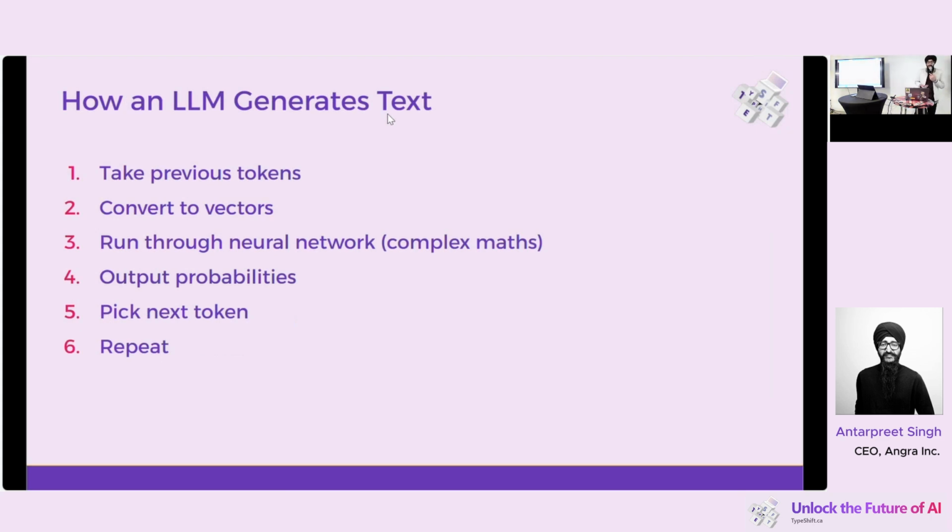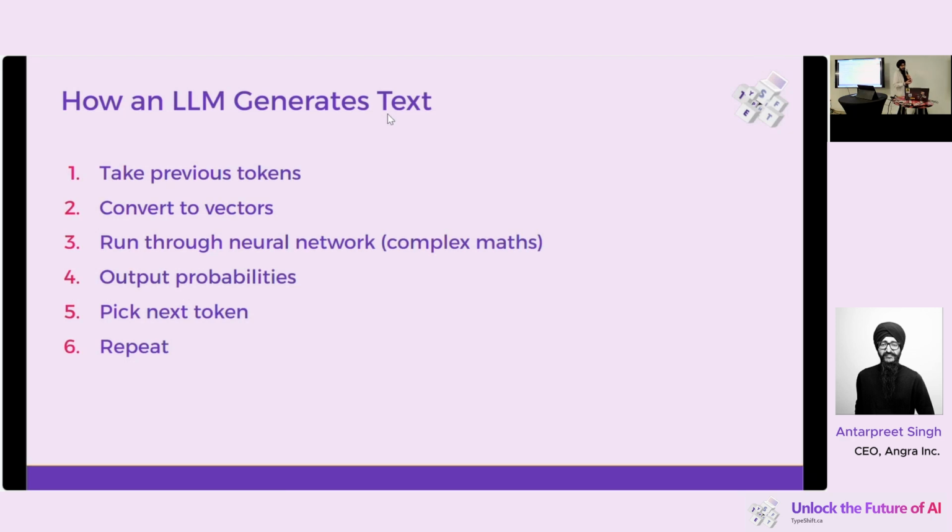So how does an LLM generate text? It takes the previous tokens. If you start from the beginning, it's whatever request you send to the model. Let's say you're asking, why is the sky blue? It's going to take all those words, break them down into tokens, tokens to numbers, numbers to vectors. Then it runs them through a neural network. A neural network is basically a bunch of complex maths happening behind the scenes, trying to figure out, based on all those tokens it just received, what the next token should be.